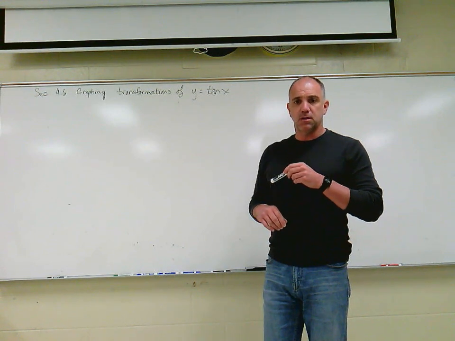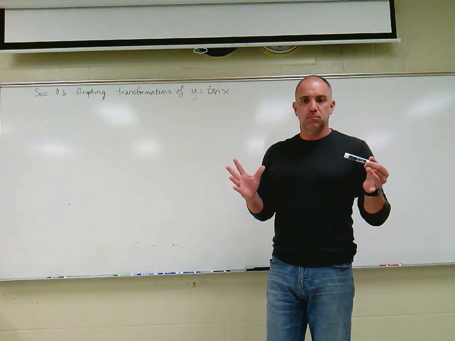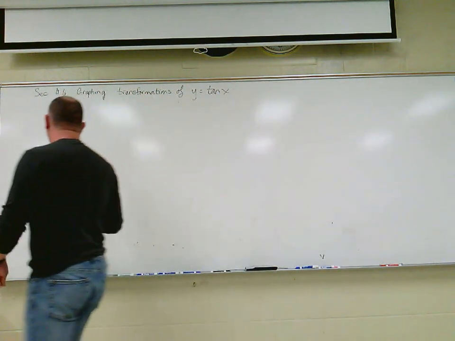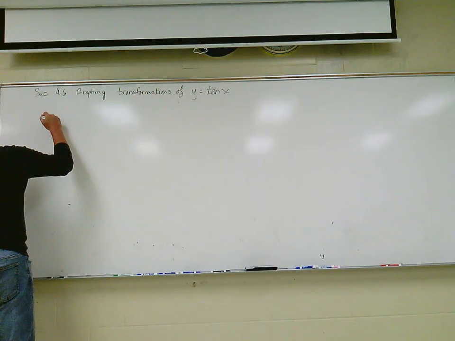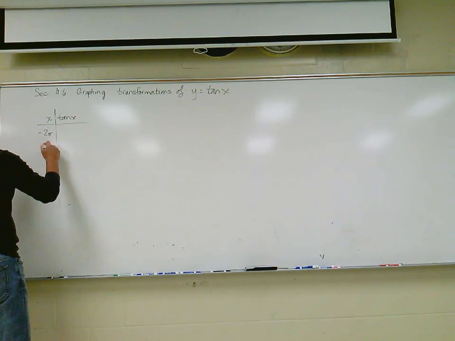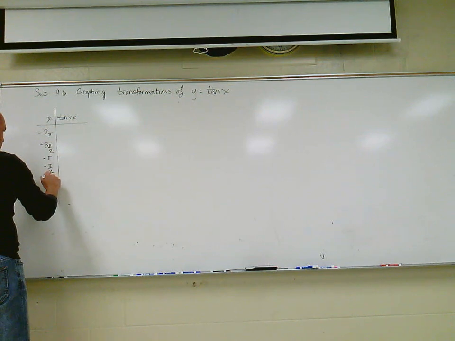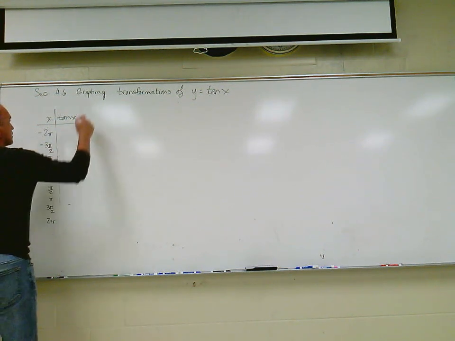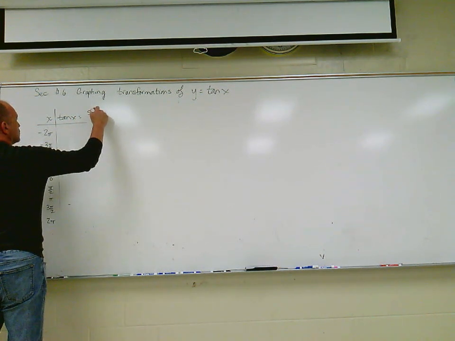So with tangent, let's generate the graph the same way that we did with sine and cosine. We'll use the unit circle. So if we want to get the graph, we'll make a table. All right, we'll go from negative 2 pi to 2 pi. And we're going to use the fact that we know tangent is sine over cosine.